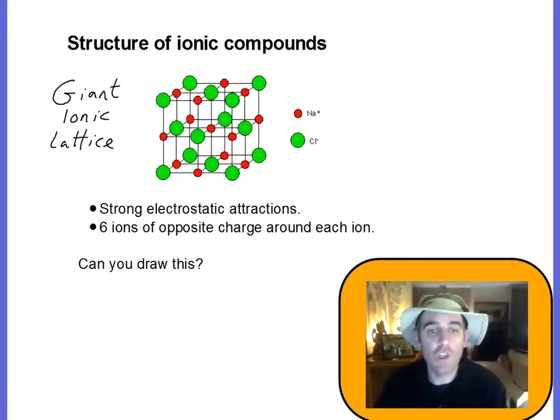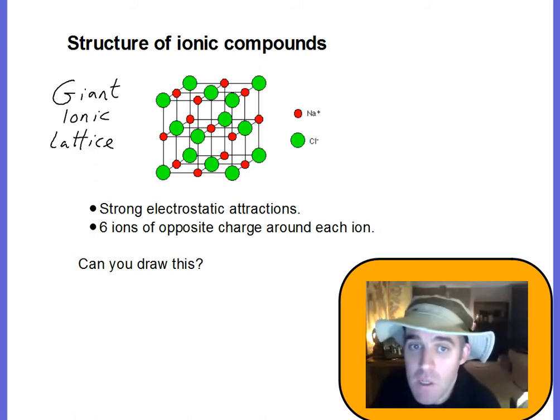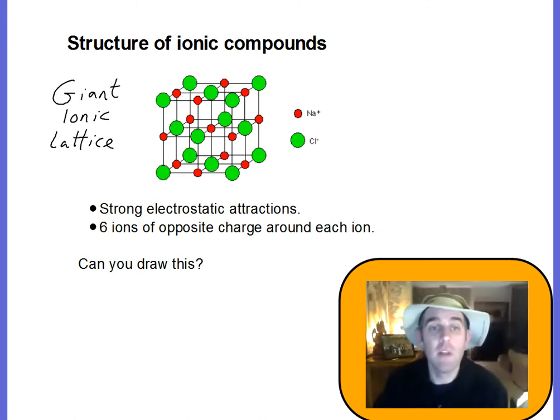There are strong electrostatic attractions between these ions, making it a very strong bond. That's why ionic compounds have such high melting points and boiling points, because to be able to melt it, you have to separate the ions, and that's difficult to do. It takes a lot of energy because of the strong electrostatic attraction between the ions.